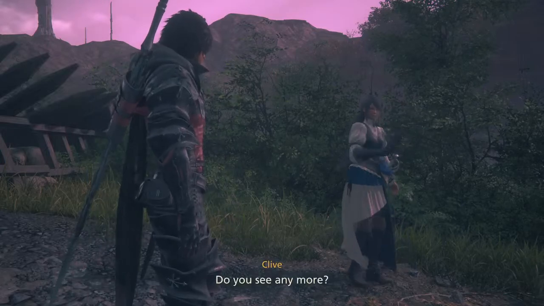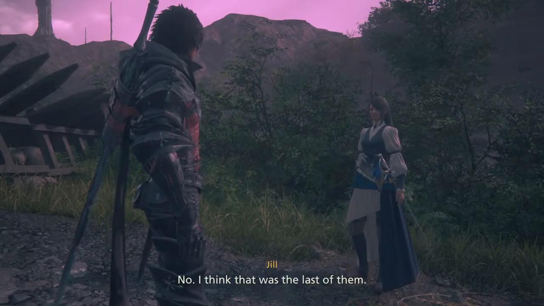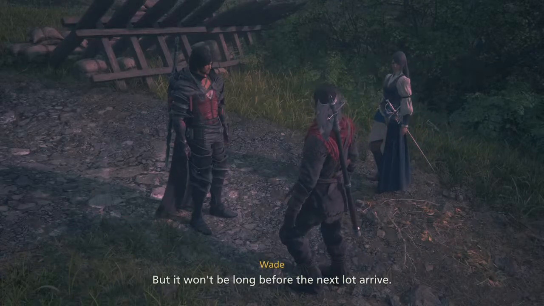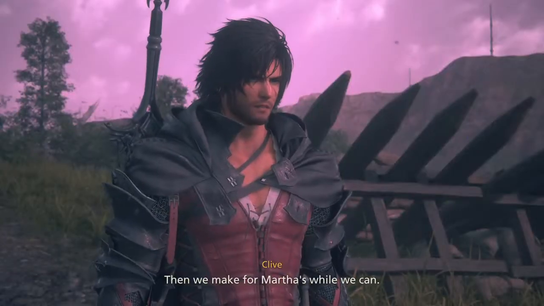Do you see any more? No. I think that was the last of them. But it won't be long before the next lot arrive. Then we make for Martha's while we can.